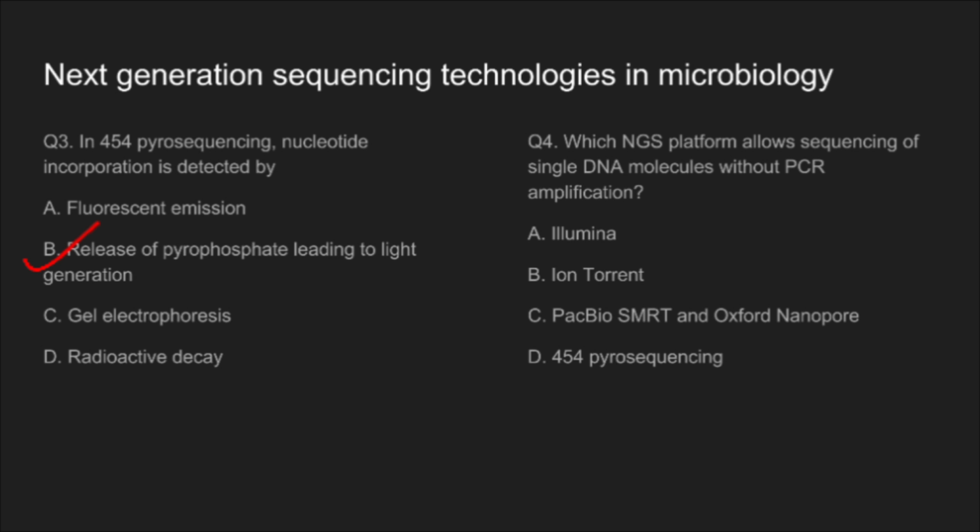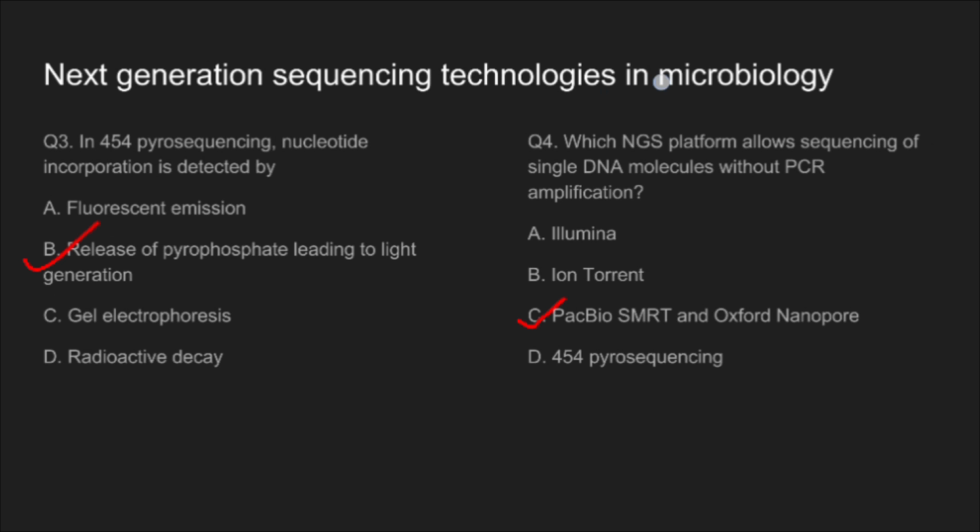Now next question, question number 4. Which NGS platform allows sequencing of single DNA molecule without PCR amplification? So your options are A, Illumina, B, Ion Torrent, C, PacBio SMRT, and D, Oxford Nanopore. Sorry, D is 454 pyrosequencing. So the correct answer for this question is option C, that is PacBio SMRT and Oxford Nanopore.